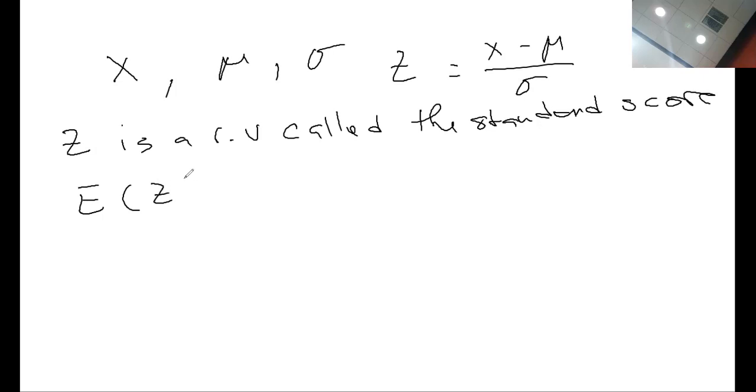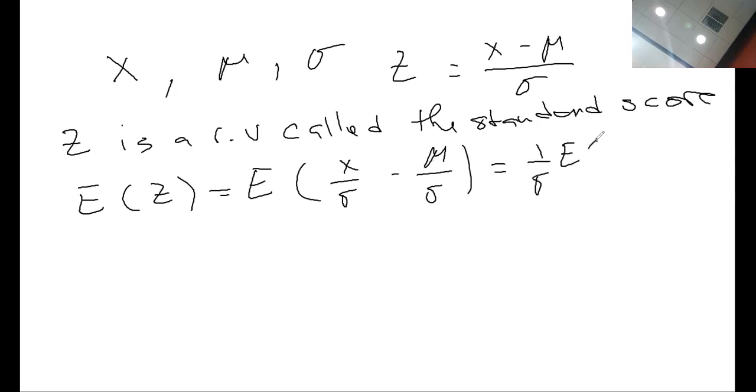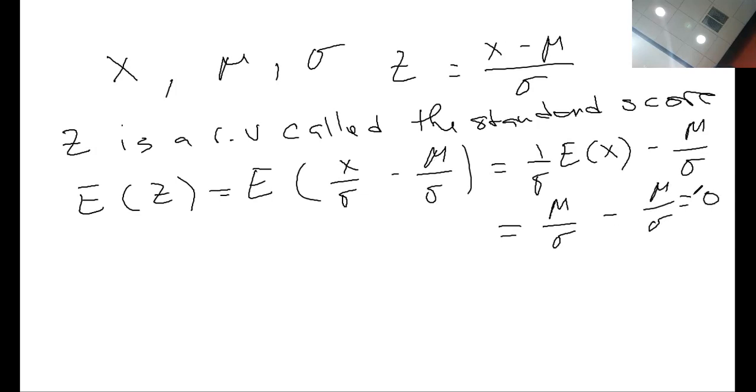The mean of Z will be E of x over sigma minus mu over sigma. We can write Z this way by separating the fraction, which is 1 over sigma E of x minus mu over sigma, because mu and sigma are constant. They are fixed numbers. And this is equal to mu over sigma minus mu over sigma equals 0. So the mean of the standard score is equal to 0.